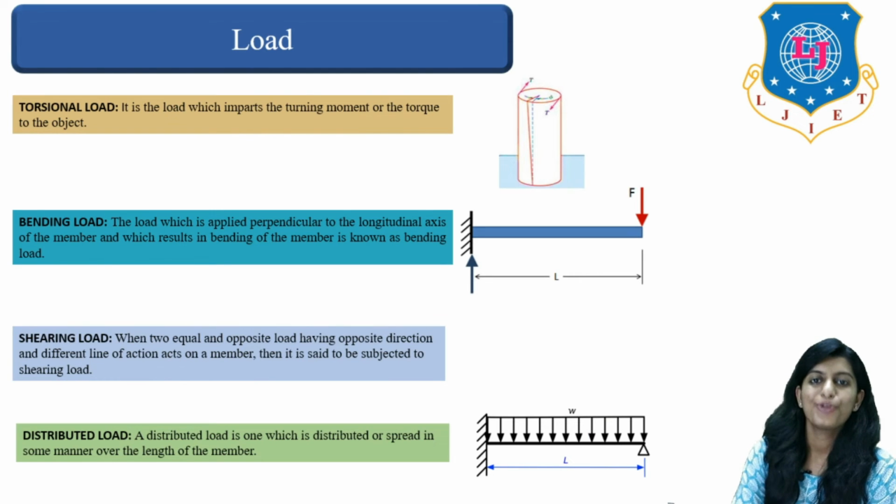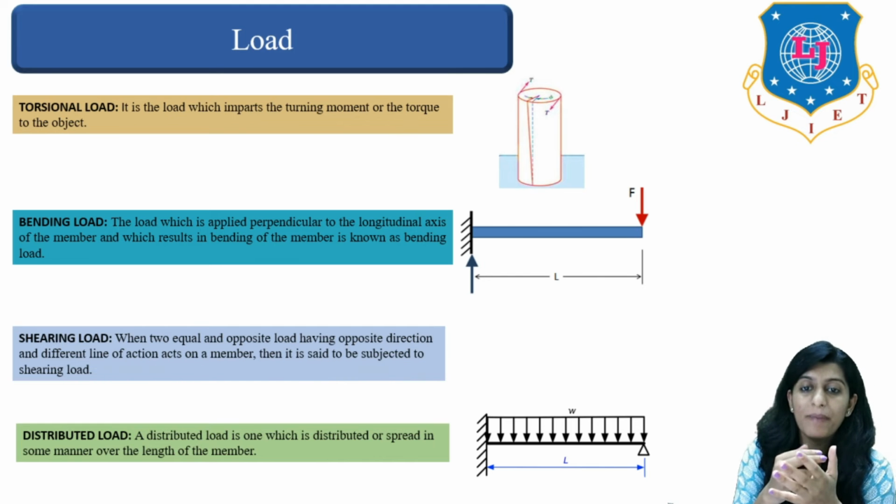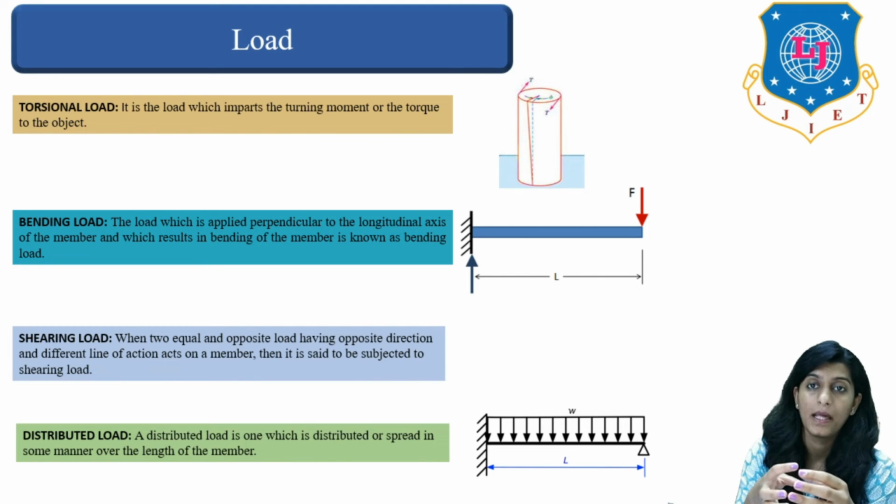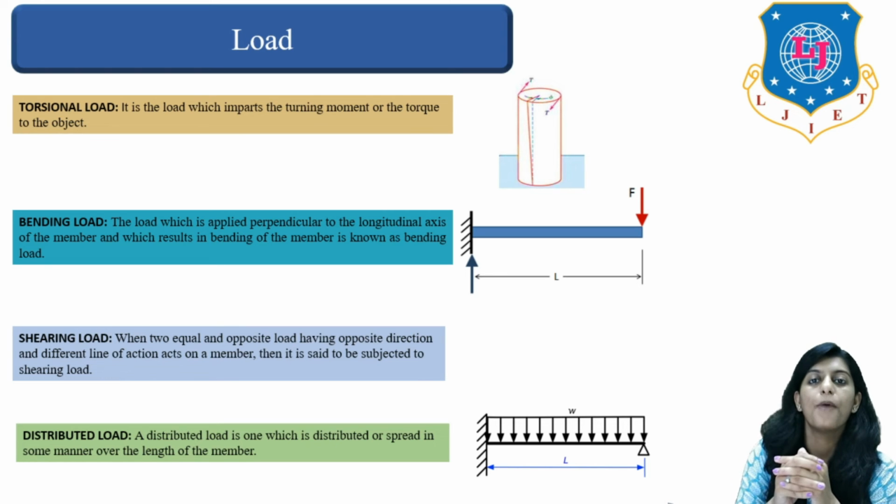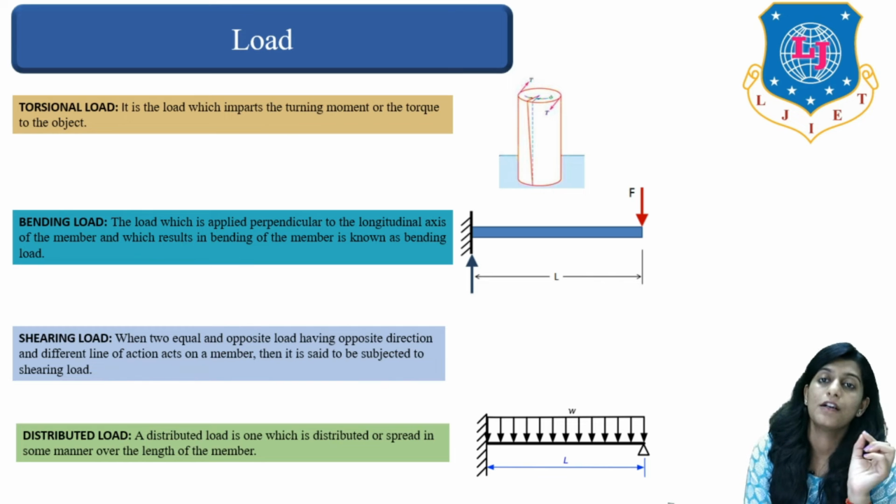The next load which we will see is a torsional load. So what do we understand by the word torsional load? It is the load which imparts the turning movement or turning motion in any object, or it can also be termed as a load which imparts torque to any object.